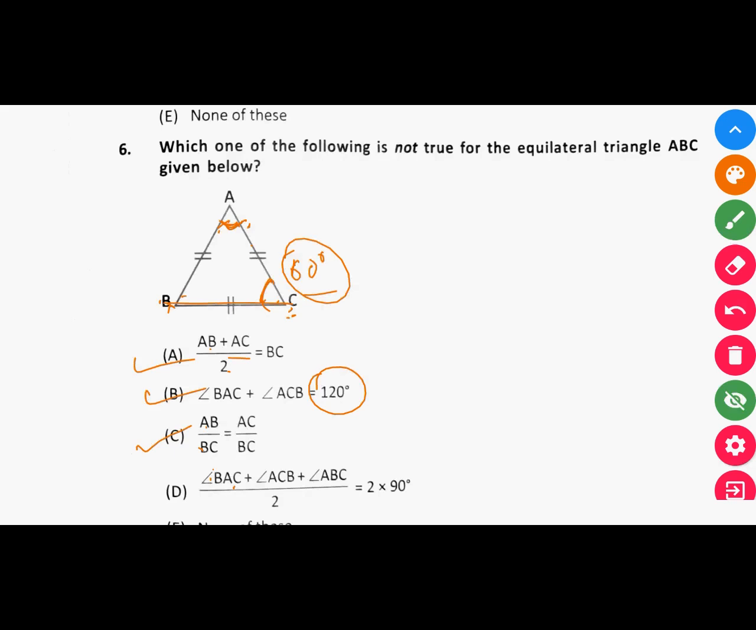Now the fourth one is angle BAC, angle ACB and angle ABC. If we add three of them, it becomes 180, divided by 2 is equal to 90. And here they are given equal to 90 multiplied by 2. So this is wrong. So it is not true for the equilateral triangle. So our option is answer D.